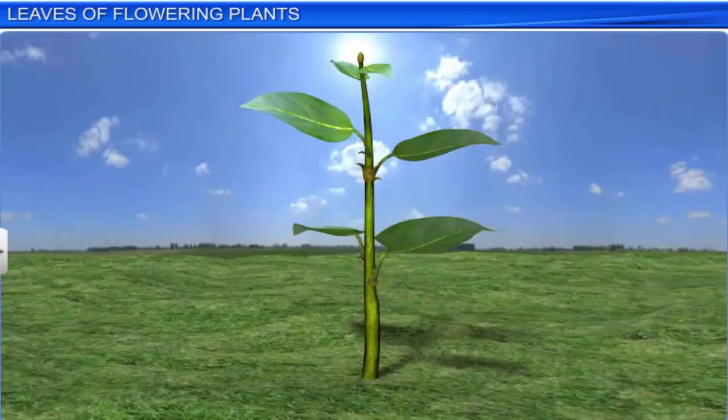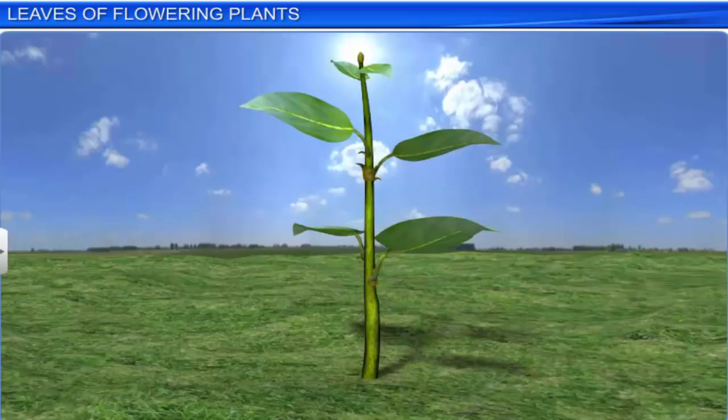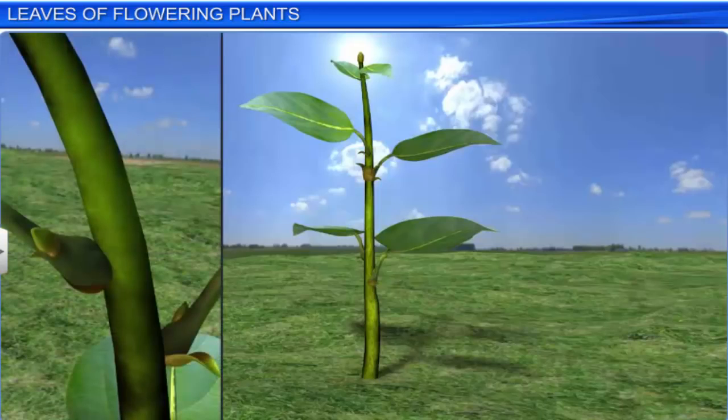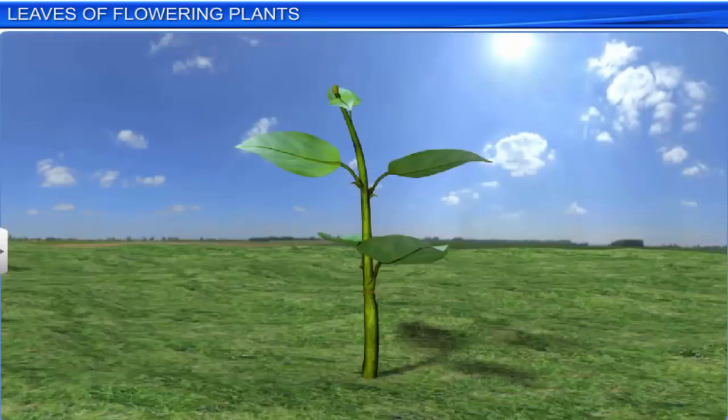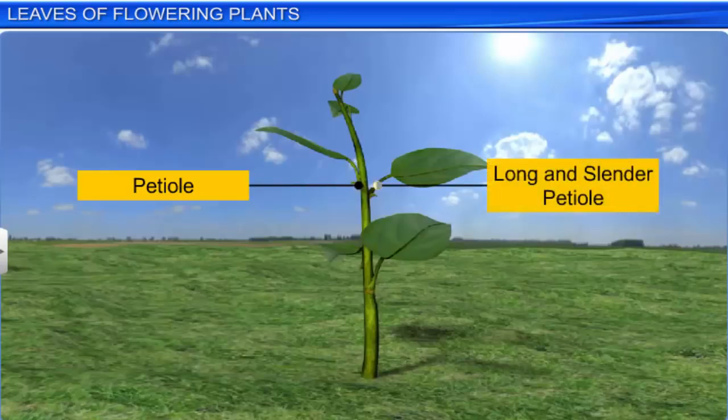The leaf is attached to the stem by the leaf base and may bear two lateral, small leaf-like structures called stipules. In some leguminous plants, the base of the leaf may get swollen, which is known as pulvinus. The petiole helps the leaf to tilt in the direction of light. If the petiole is long and slender, it helps the leaf to move in the air and bring fresh air to the surface.